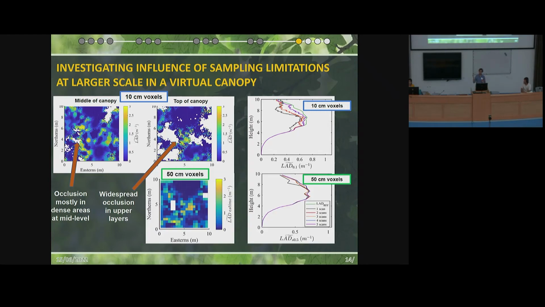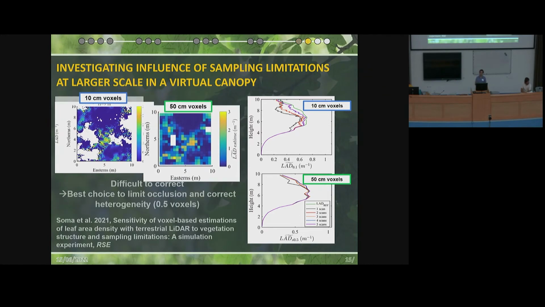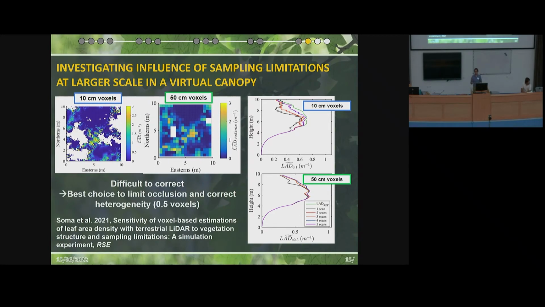Using larger voxels prevents such underestimation, but of course you have a clumping effect you have to correct. Still, it is a better option than suffering from occlusion, because occlusion is really difficult to correct since, by definition, you have no information.